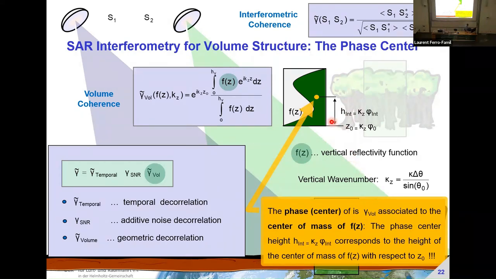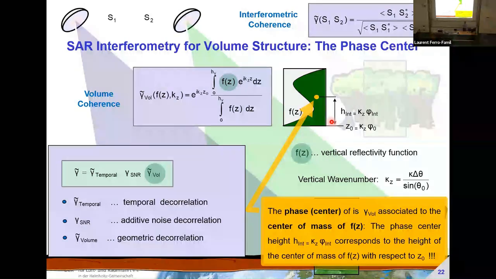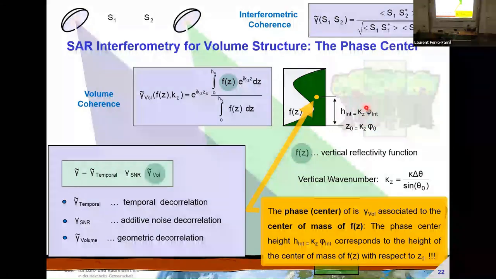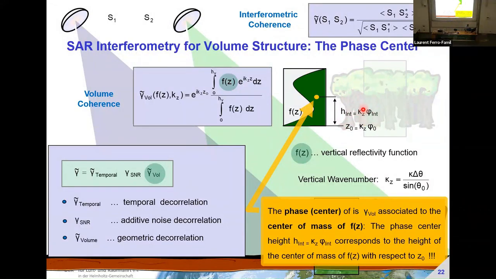Average means weighted by the backscattered power. Indeed, the analogous in physics is the center of mass of a body. So in principle, the phase center itself already tells you something. It locates where the scatterers are, but it also tells you something about the reflectivity. Maybe not one single phase center, but many phase centers. Again, you have this multi-baseline acquisition concept to invert your coherences and then get to the reflectivity. And you see here the phase center height. So this is the phase of the coherence, the interferometric phase.